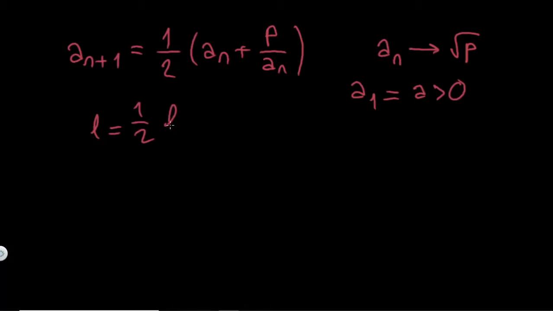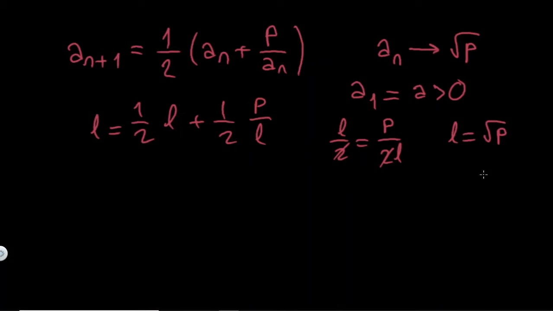1 over 2 times (L plus p over L). So this is going to be L over 2 plus p over 2L. Then I could say just p is equal to L squared. So L is actually the square root of p. So this indeed shows that if we had a limit, it would be the square root of p.